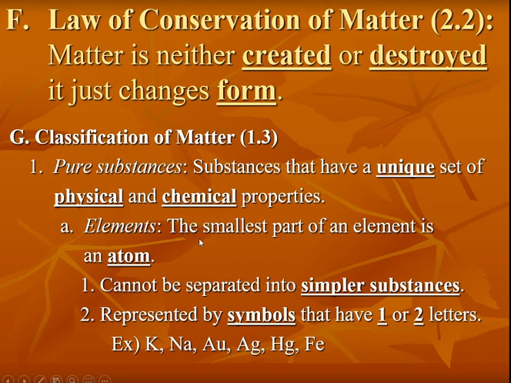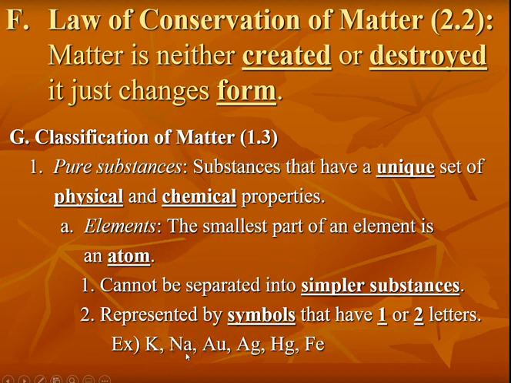Elements are made of a single type of atom; the smallest part of an element is the atom. You cannot separate those into simpler substances. If you break apart an atom, of course you have protons, neutrons, and electrons, and that's common to all atoms. So an atom is the smallest representation of a particular element. They all have symbols, and we'll learn some of these as we move along.